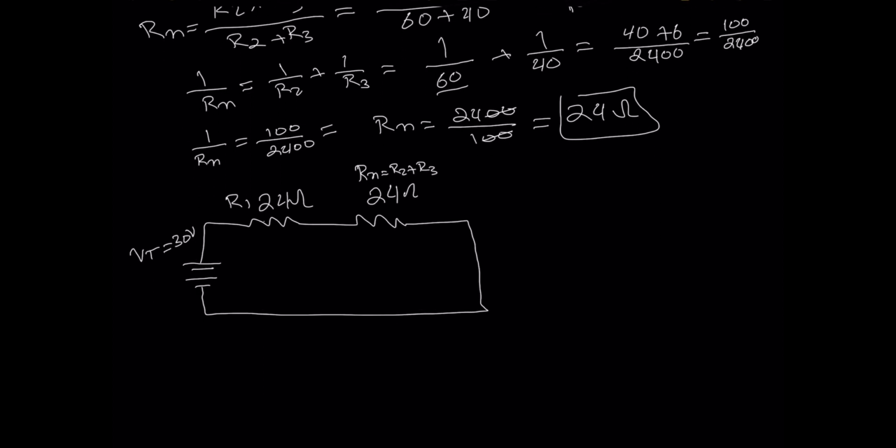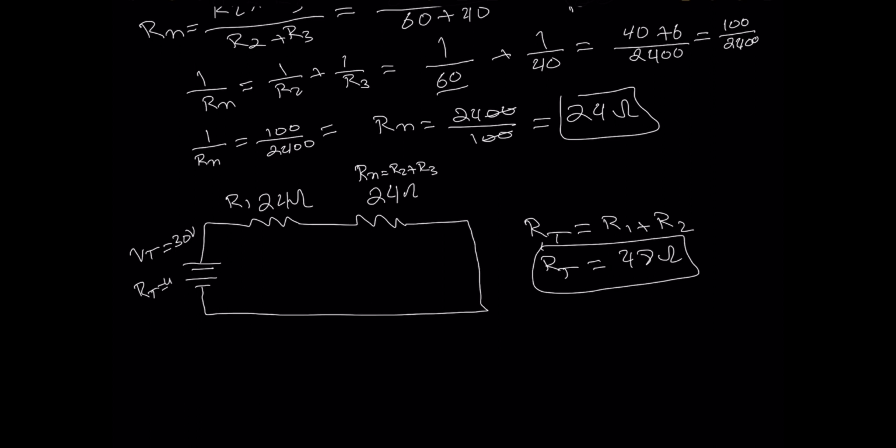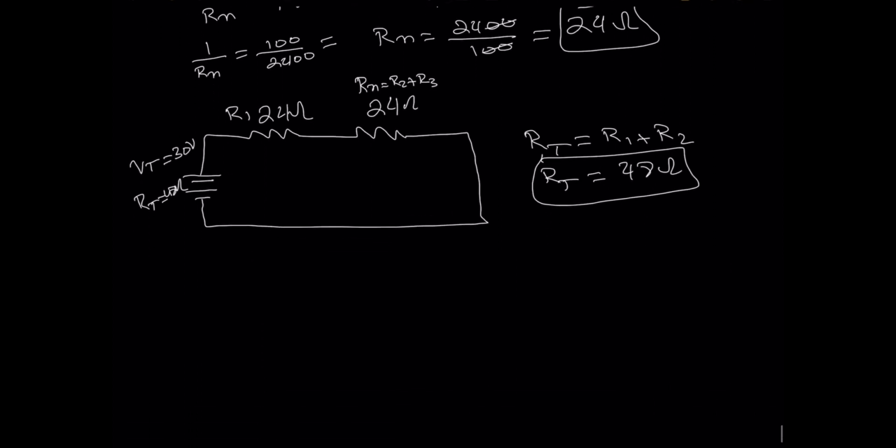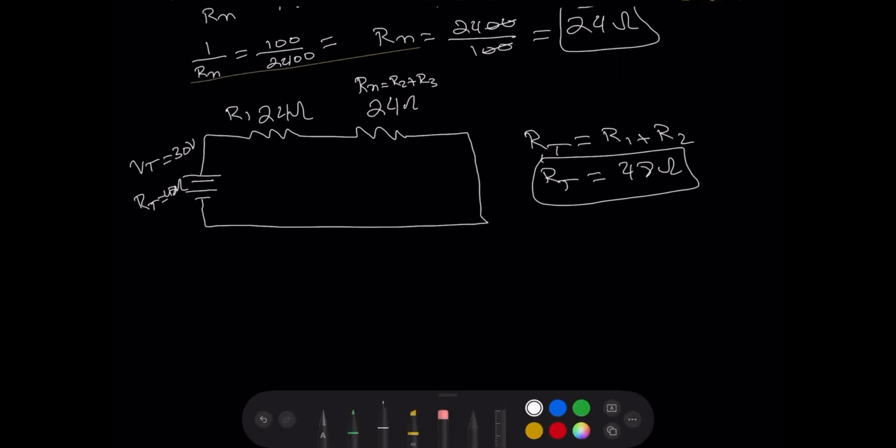We have both resistors in a series circuit. Since we have another way of adding resistors in a series circuit, we just add them up. So RT will be R1 plus R2. So total resistance will be 48 ohm. So RT is 48 ohm. Now we have RT and VT.